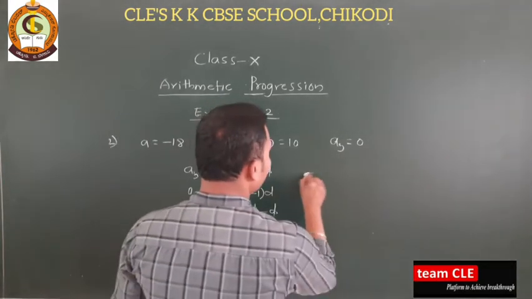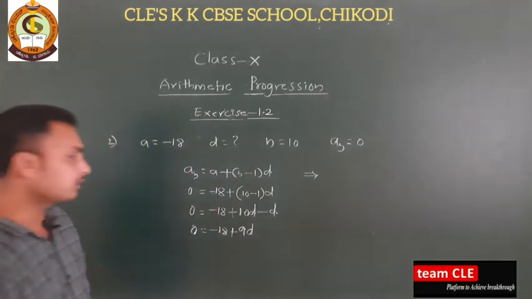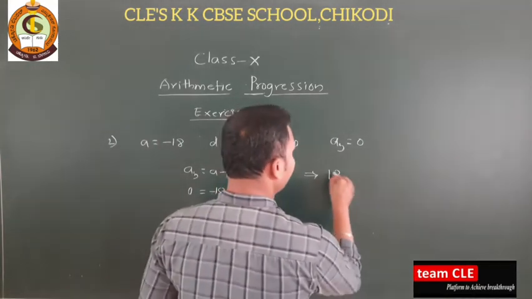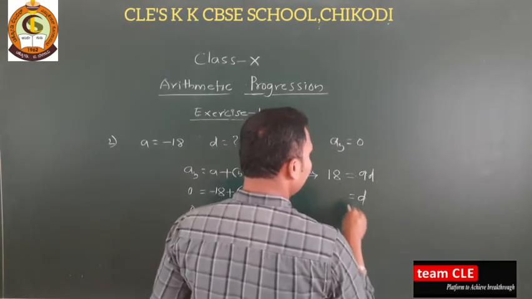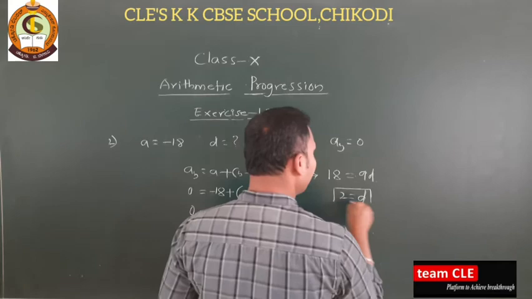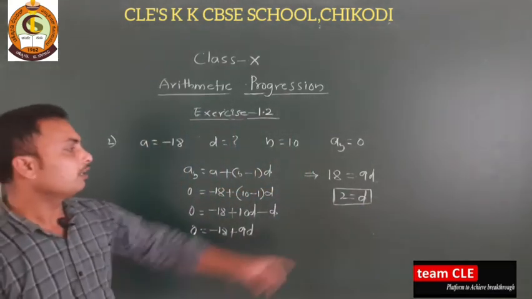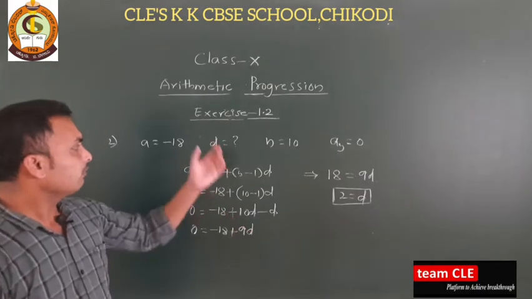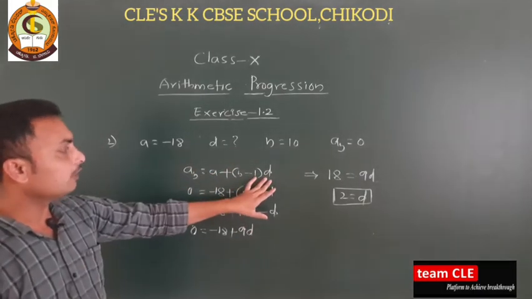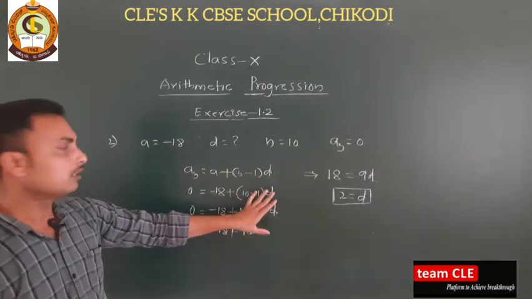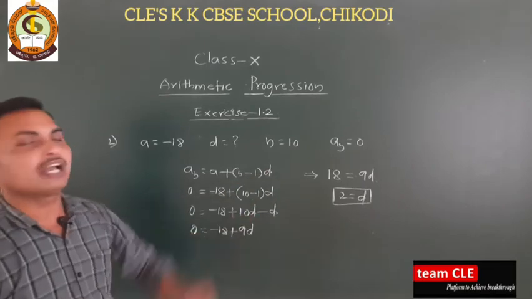So let me solve here. This implies this minus 18 you can transfer this side, so it becomes plus 18, this is 9D. Now we can say D is equal to 2. Very simple. Whatever the things are not there, you can just keep as it is. After that you can substitute all the values here, you will get your desired answers.